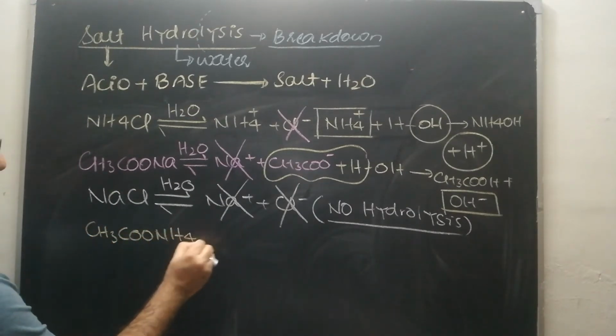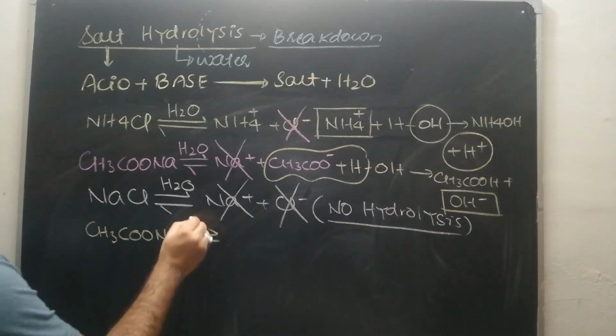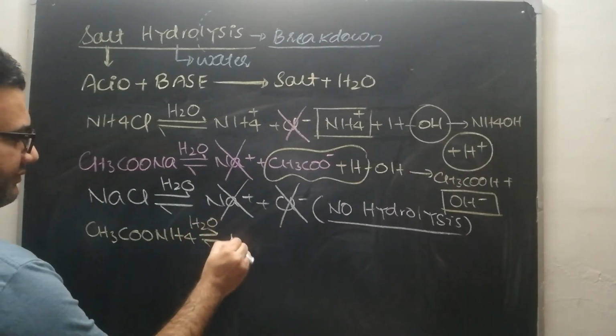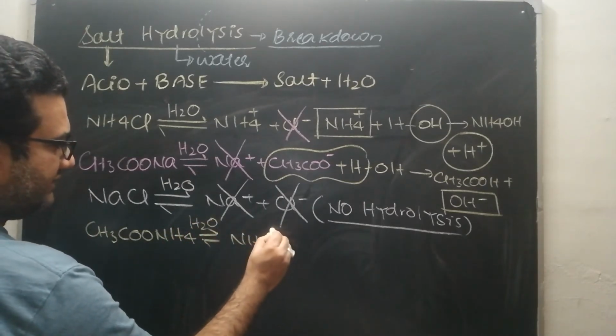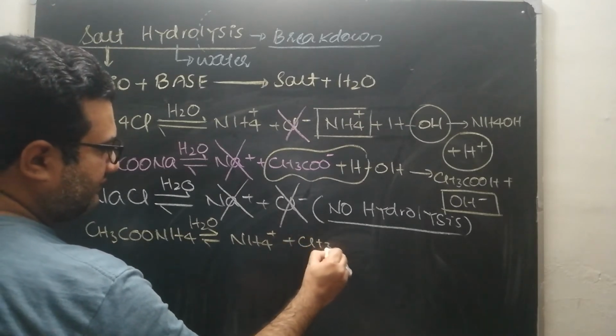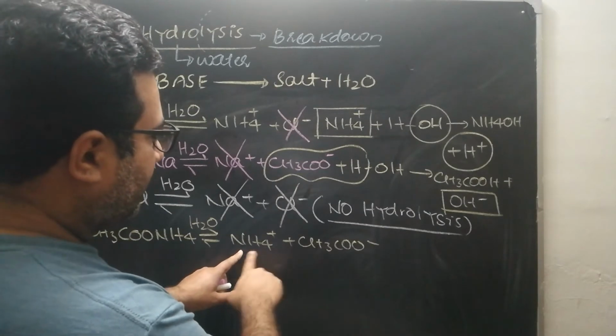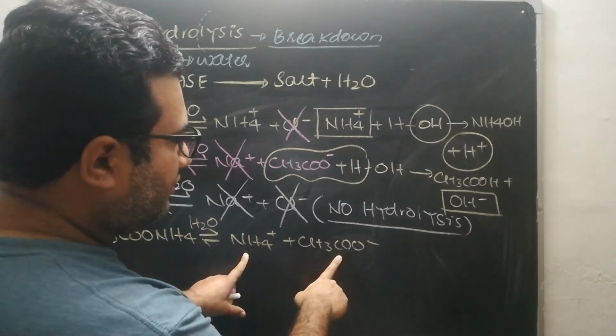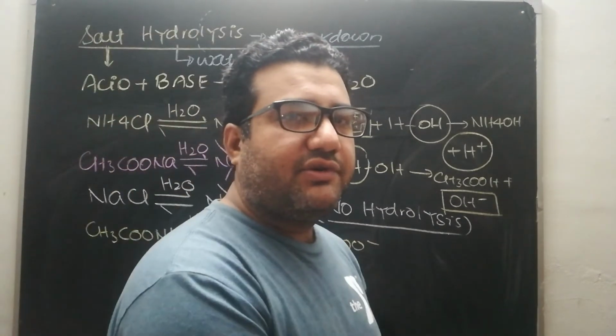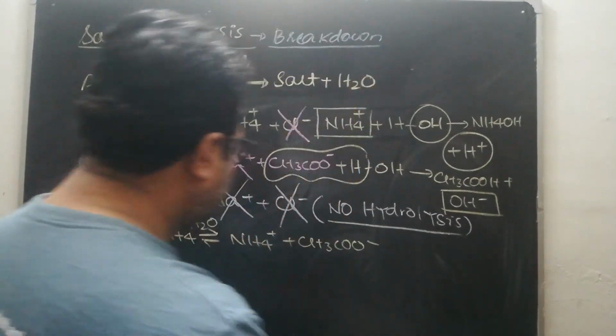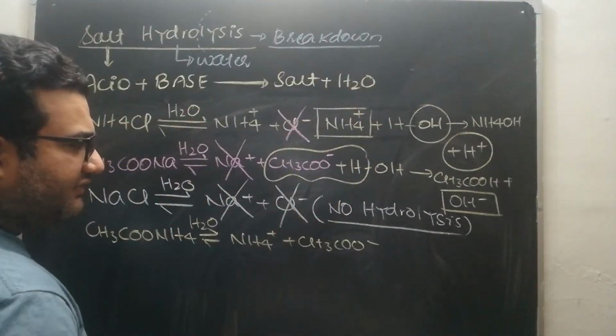Now let us move towards the last one, and that is ammonium acetate. When it is dissolved in water, it will produce ammonium ions plus acetate ions. Now both of these are strong conjugates: a strong conjugate acid and a strong conjugate base, because both are produced from a weak base and a weak acid. So they both will react with the water.